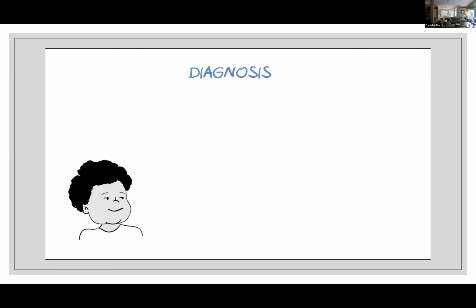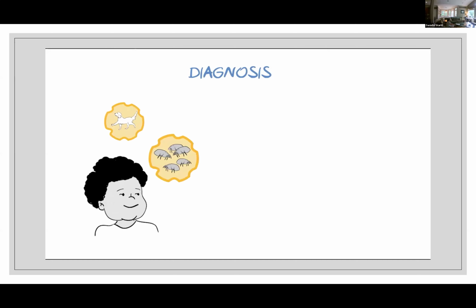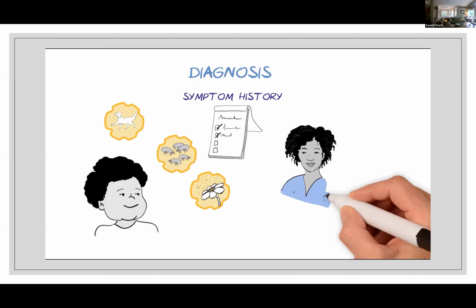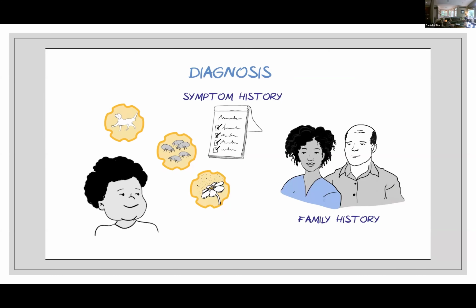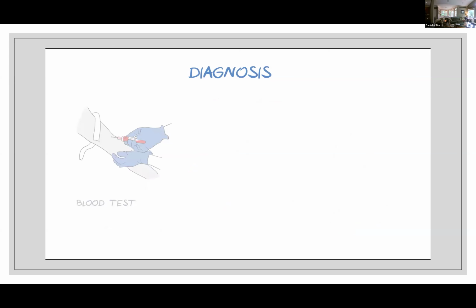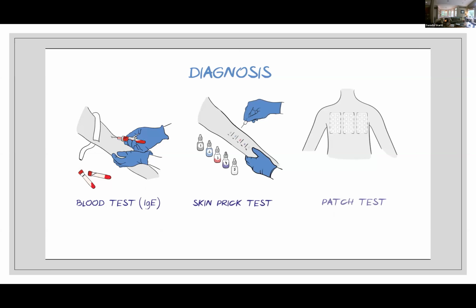How are allergies diagnosed? When and where symptoms occur can provide clues. If these follow exposure to a particular allergen, as well as symptom history, family history is also relevant, as some families have a genetic tendency to develop allergic diseases called atopy. Allergy testing is also sometimes used to investigate further or confirm an allergy. These include blood tests for total and specific IgE antibodies and skin prick or patch testing, where tiny amounts of different allergens are introduced to the skin in a safe way to see if the skin reacts.